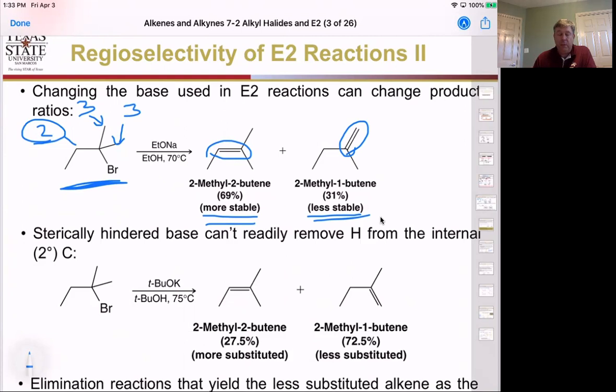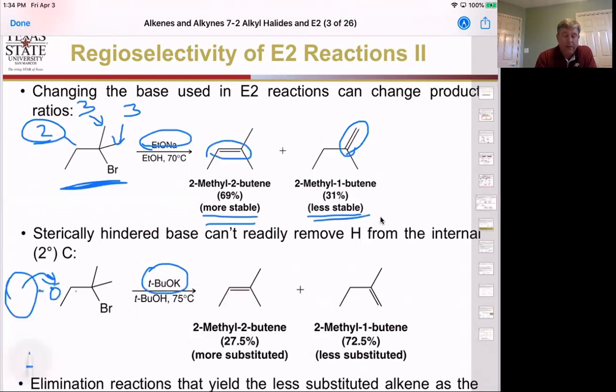Now that is for if we have a small base, this ethanol base. If we have a big, huge, bulky base, what happens is that the base cannot come into this side here, because imagine it's really big with an anion here.